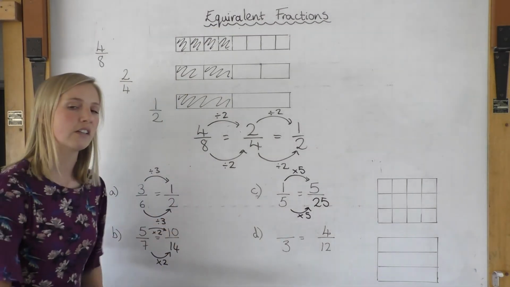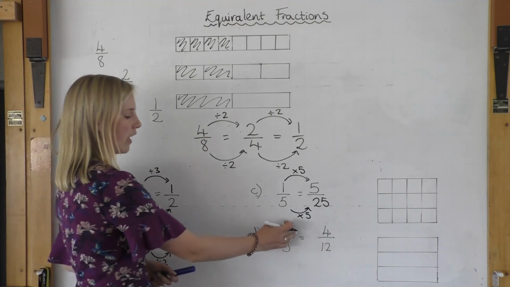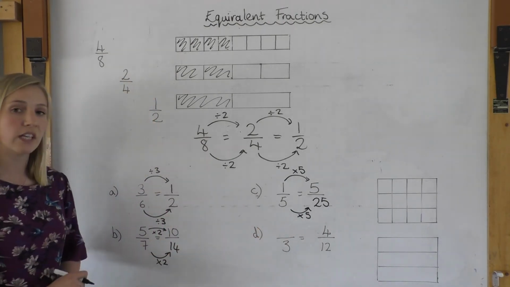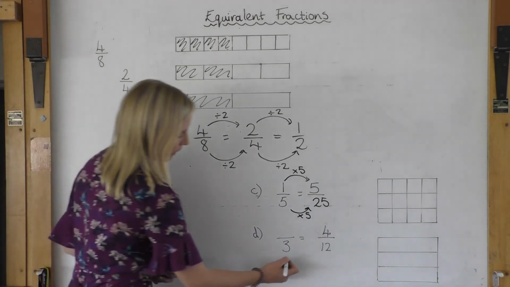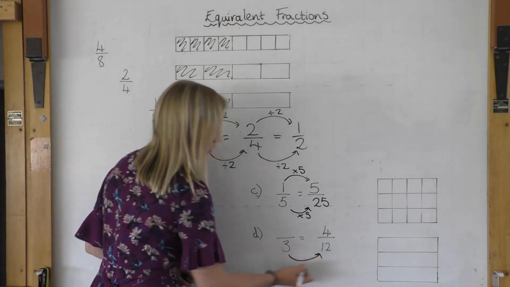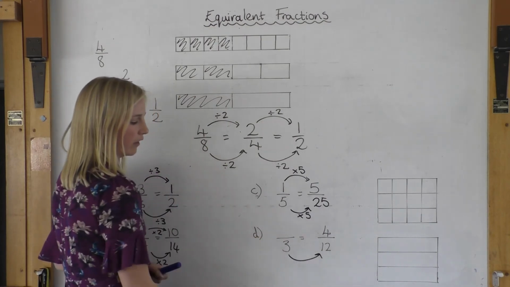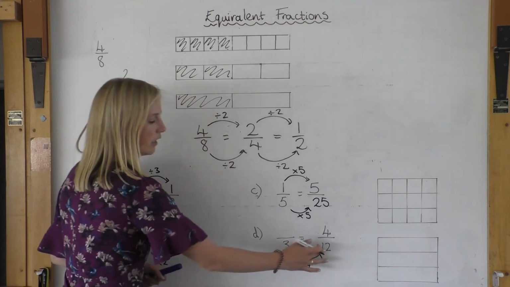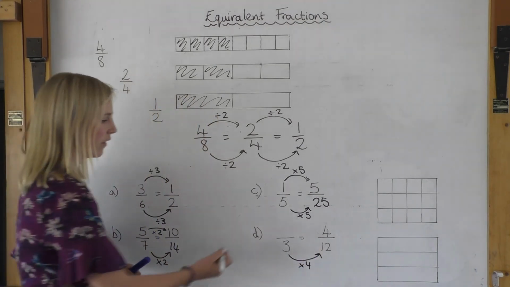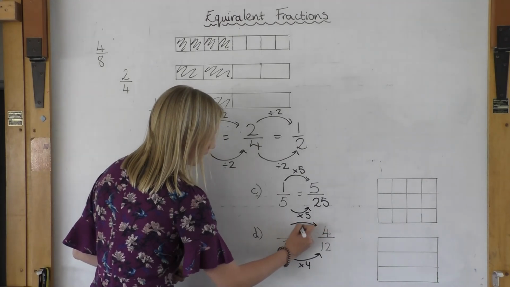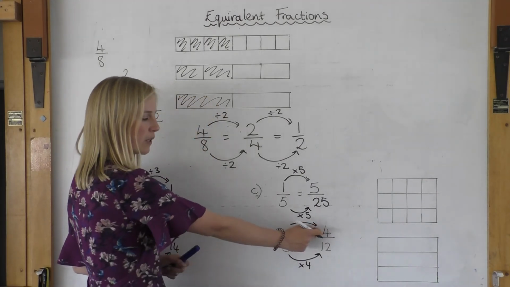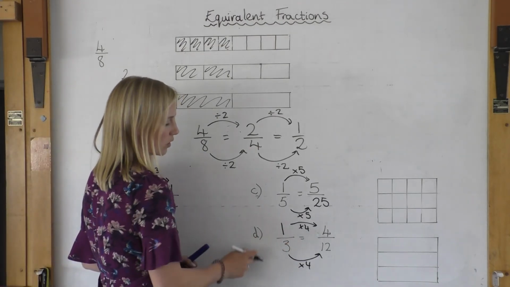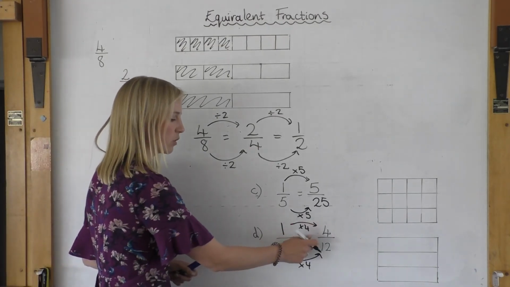This question here is slightly different to the rest because I don't have a full fraction as my initial fraction. However, the process is still the same. I can think about what do I do to 3 to get to 12? Well, I know 3 times 4 gives me 12. That means some number times by 4 must give me 4. And the only number that could be is 1. So 1/3 is equivalent to 4/12.